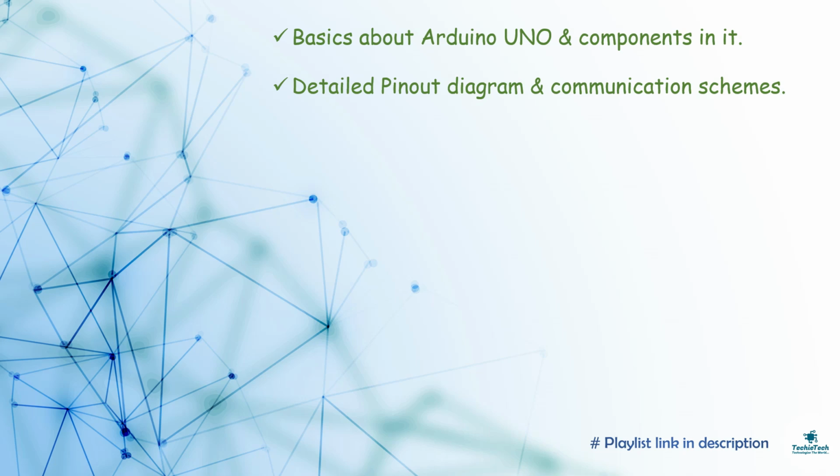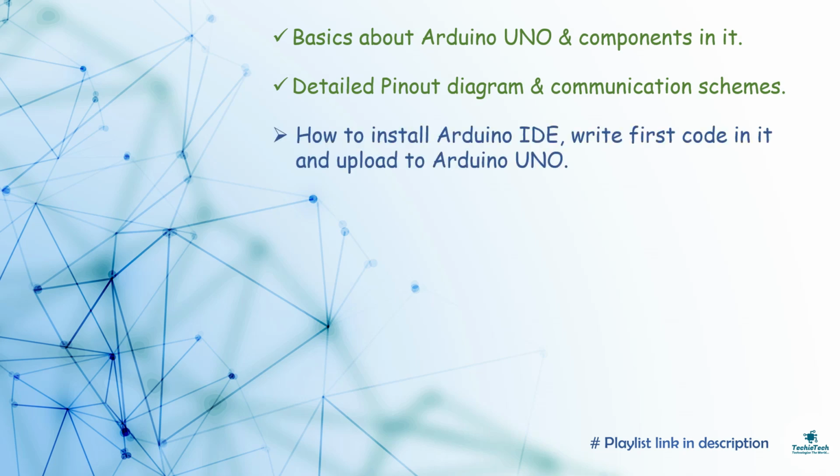By now, you might have realized that to make Arduino UNO do something, we need to instruct it. The process of instruction is coding. So in this video, we will see how to install a specially crafted software named Arduino IDE on a computer, and we will write our first code in it, and then we'll upload it to the Arduino board. So let's get started.